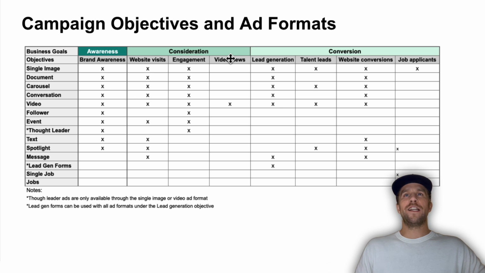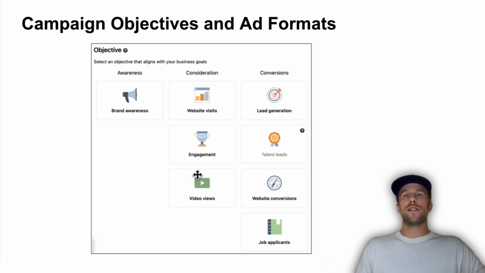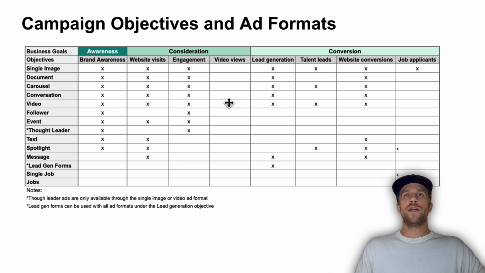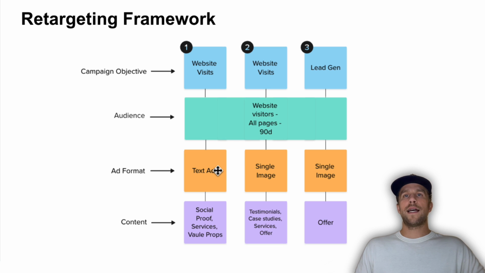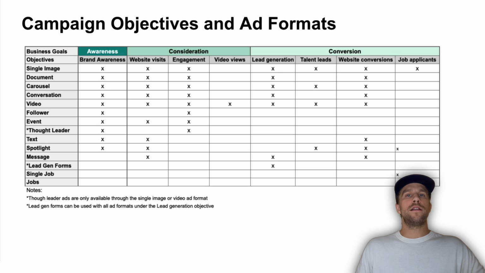So as you can see in video views, the only ad format that's available within that objective is video. So if you're setting up a campaign and you select the video view objective, the only ad format option you're going to see is the video. And if you're setting up, for example, engagement, you'll see all these different ad formats: single image ads, document ads, carousel ads, conversation ads. Again, in here, we're going to be focusing on text ads and single image ads, but there are other formats that you can mix into your strategy.